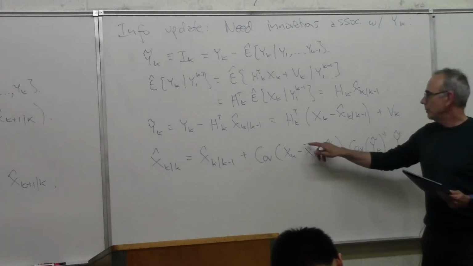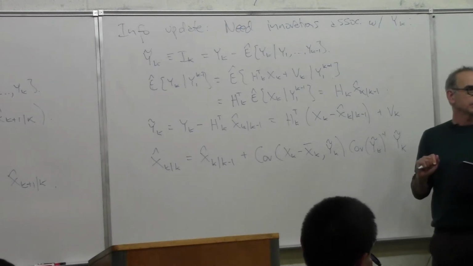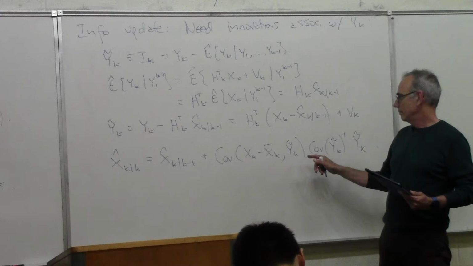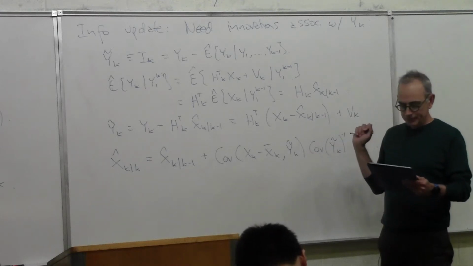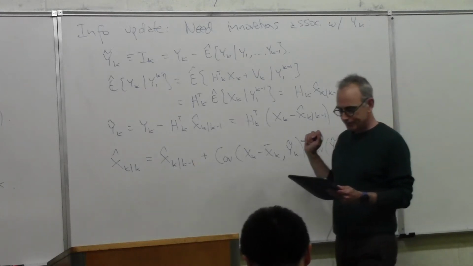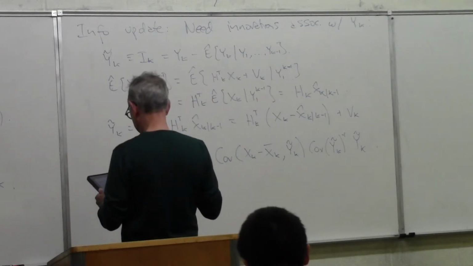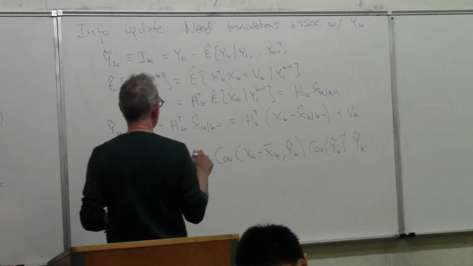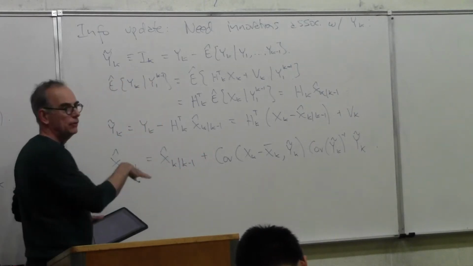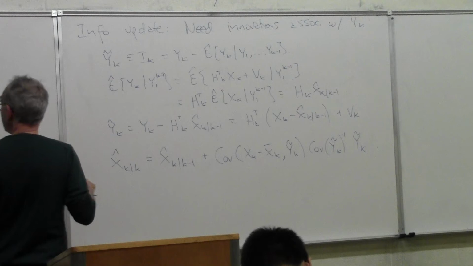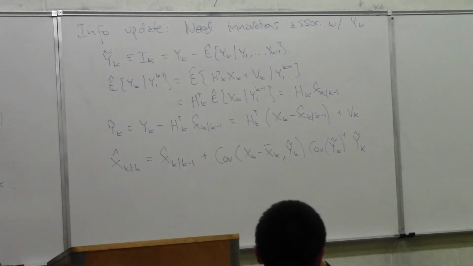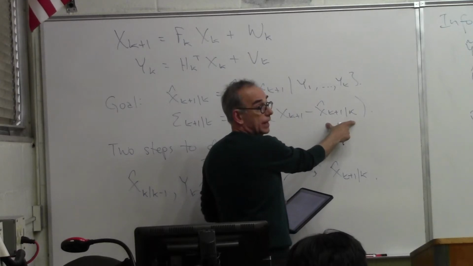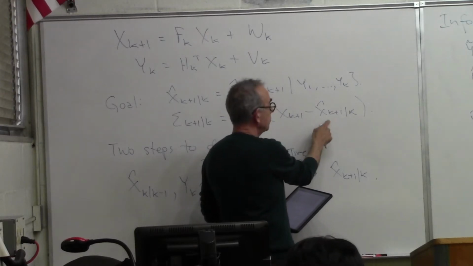Okay, so remember I put a bar there to just denote the mean. And so we do that, and that is it. And also we have something about the covariances as well. Remember, when we get more information, we reduce the covariance. So we have a covariance here of the error given data up to time k for x_{k+1}.